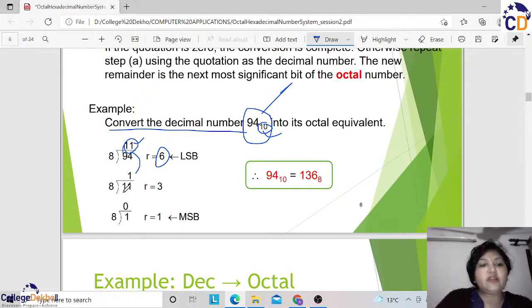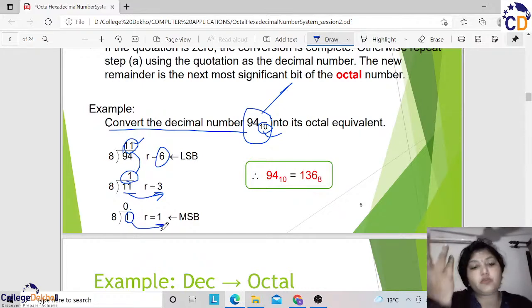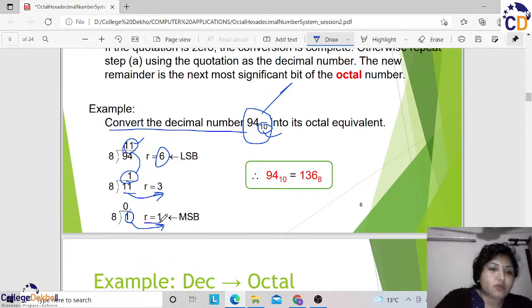So 11 divided by 8, and then your quotient would be 1, again not equal to 0. In this case you will get the remainder 3, right? Again, you have to divide 1 by 8. So now you will get 0 point something. But what we usually do is take this bit as the last bit whenever we get 1, or you may say if it is 0, we can stop the process and take this bit as the most significant bit. And whenever we derive any number, we follow the process bottom to top.